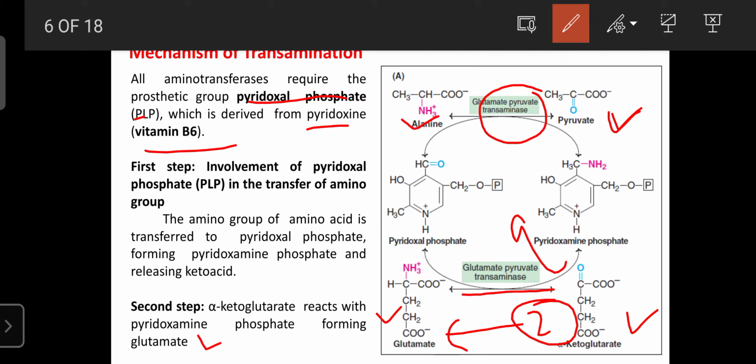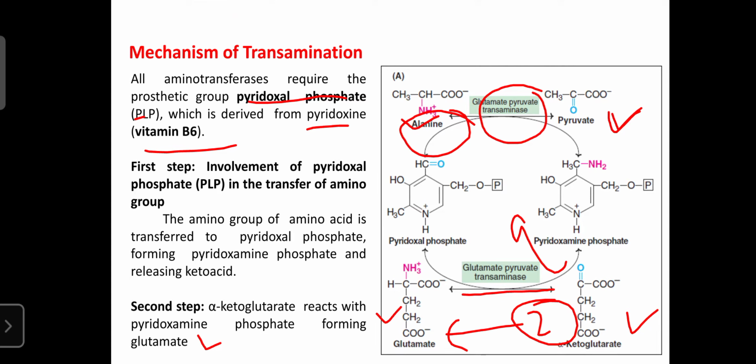In the reverse also, the same enzyme is involved that can convert glutamate into alpha ketoglutarate, then in the presence of the pyridoxamine phosphate, it is converted into alanine. So there are only two steps involved in the transamination. One is the amino group of the amino acid is transferred to the pyridoxal phosphate, forming pyridoxamine phosphate and releasing a keto acid. Then in the second step, the alpha ketoglutarate reacts with the pyridoxamine phosphate, forming glutamate. So this is the mechanism of the transamination.